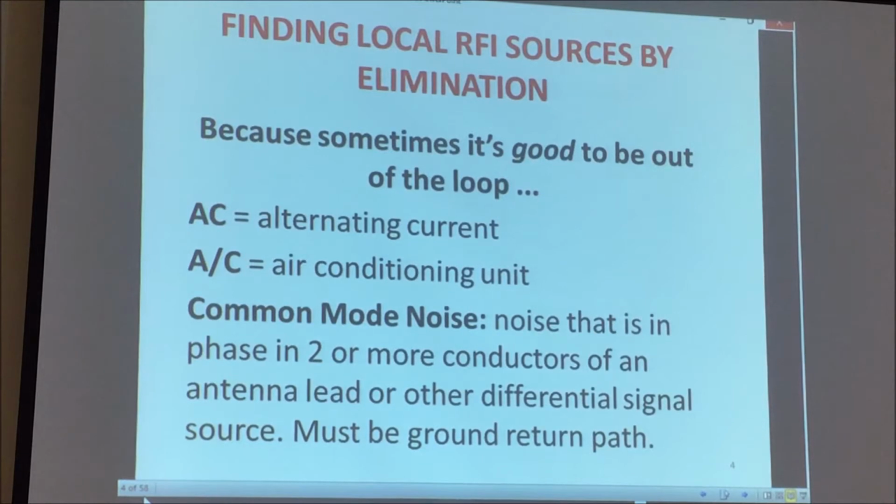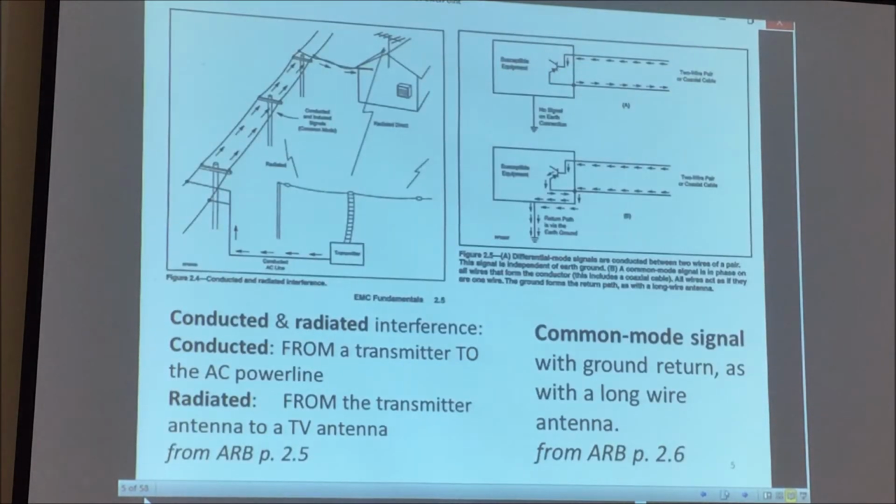A few quick terms that I'll use over and over again. I've tried to make the fonts in my view graphs large, so they're readable. AC without a slash stands for alternating current. A/C stands for air conditioning unit. This probably isn't standard, but we're going to run with it. A common mode noise, which I'm going to elaborate on, is a noise that's in phase in 2 or more conductors of an antenna lead or other differential signal source. There has to be a ground return path to get common mode noise. The next slide illustrates that.